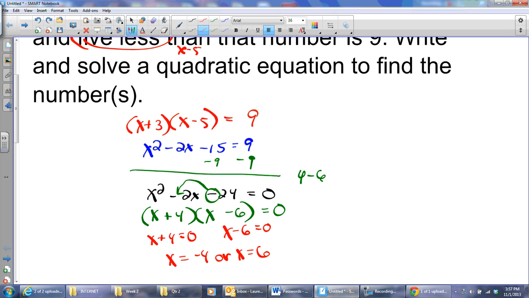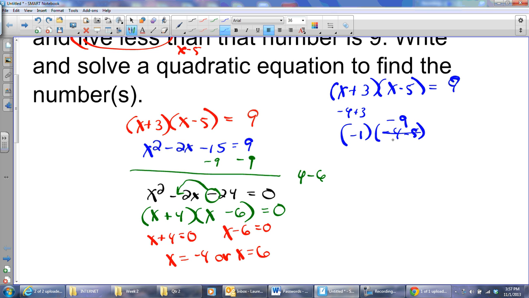Now I should go back and test them and make sure they work. If I put negative 4 in for x, so I've got this x plus 3 times quantity x minus 5, I need it to equal 9. Okay, if I put negative 4 in here, I'm going to get negative 4 plus 3, which is negative 1. And over here, I'm going to get negative 4 minus 5, which is negative 9. And negative 9 times negative 1 is positive 9. So it works. So negative 4 is good.